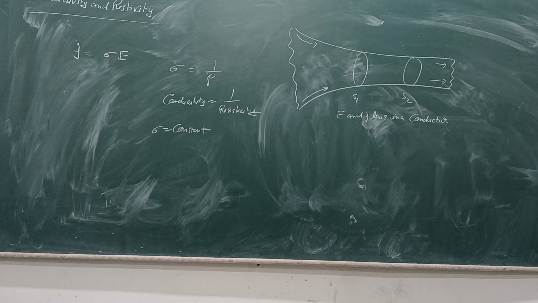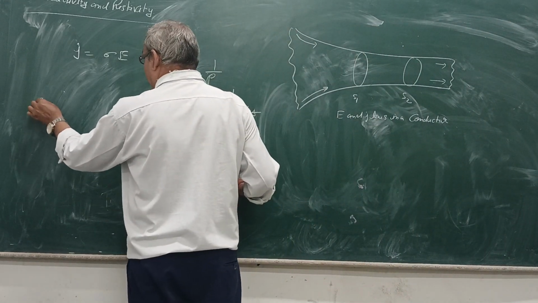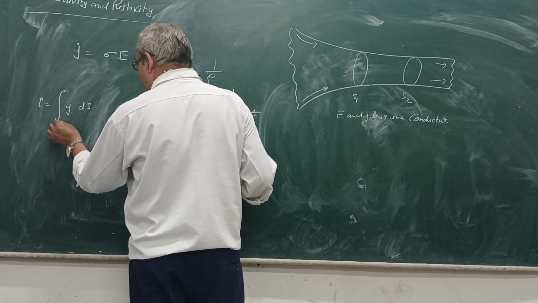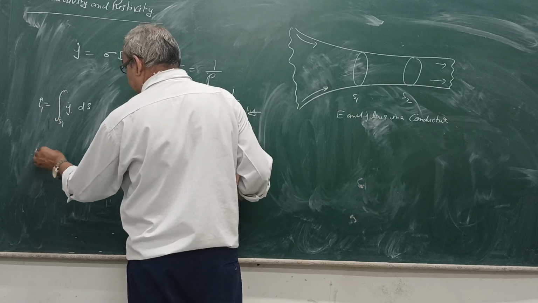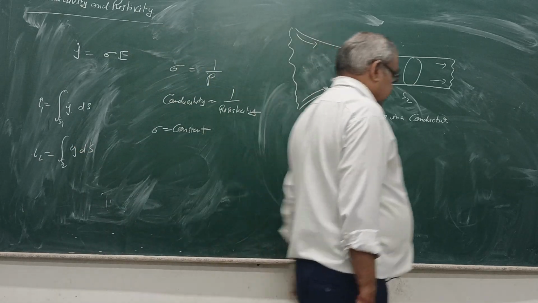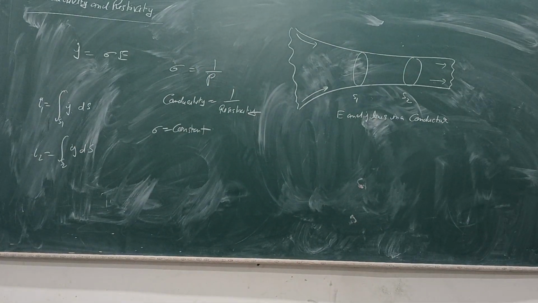If we consider two surfaces S1 and S2, perpendicular to J, each bounded by a curve lying in the conductor boundary, the current is the flow of electric charge through a given area. I is equal to the integral of J into dS over S1, and the current through the second area is the integral of J into dS over S2. The current must be the same through any surface across the wire. Current behaves like electric flux.